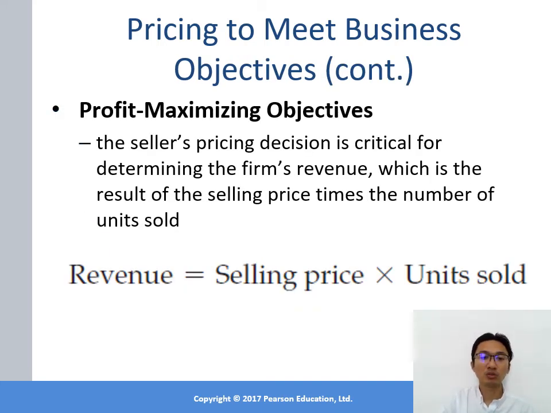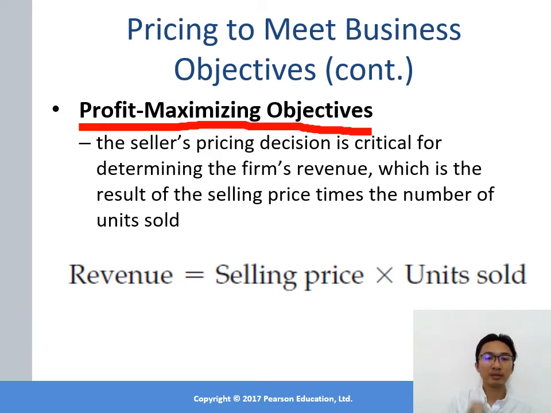Okay guys, we move on to the profit maximizing objective. When a company focuses on profit maximizing, it will normally set prices to maximize profit, and they would set the selling prices that will generate the highest total profit. If a company sets a price too low, then they would be forced to sell more products and they would miss out on additional profit for each of the products sold.